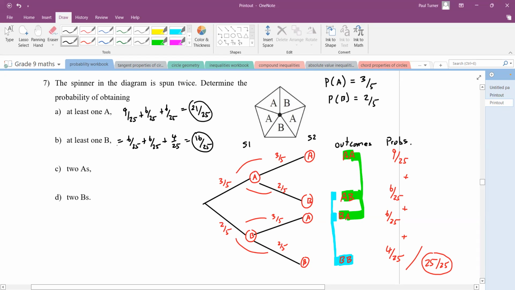2 A's, well, then we just look at our diagram for 2 A's. So 2 A's is here. So that's 9 on 25. And 2 B's is here, B B. So that's not very likely because there's only 2 B's on the spinner. So of course your chance of getting a B then a B is going to be a little bit lower. So that's 4 on 25.